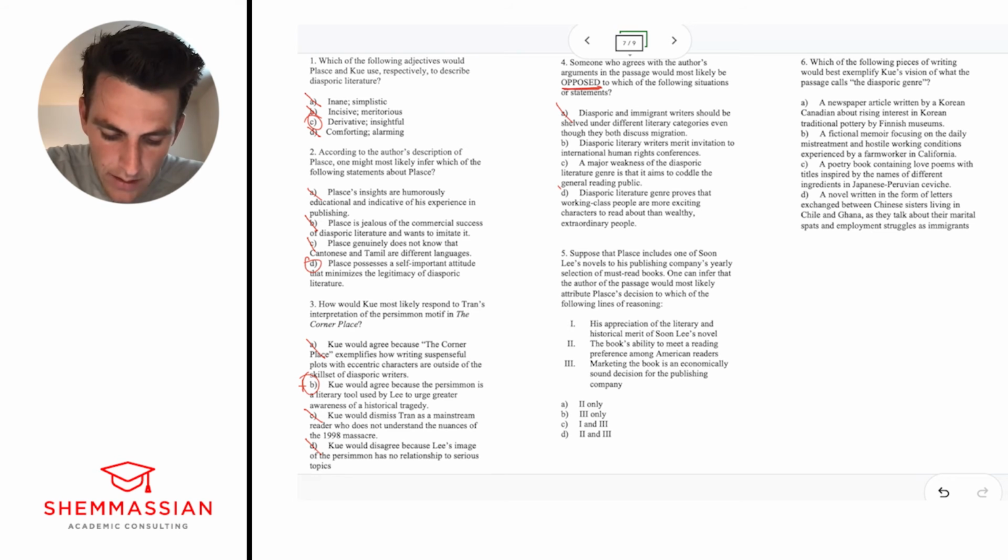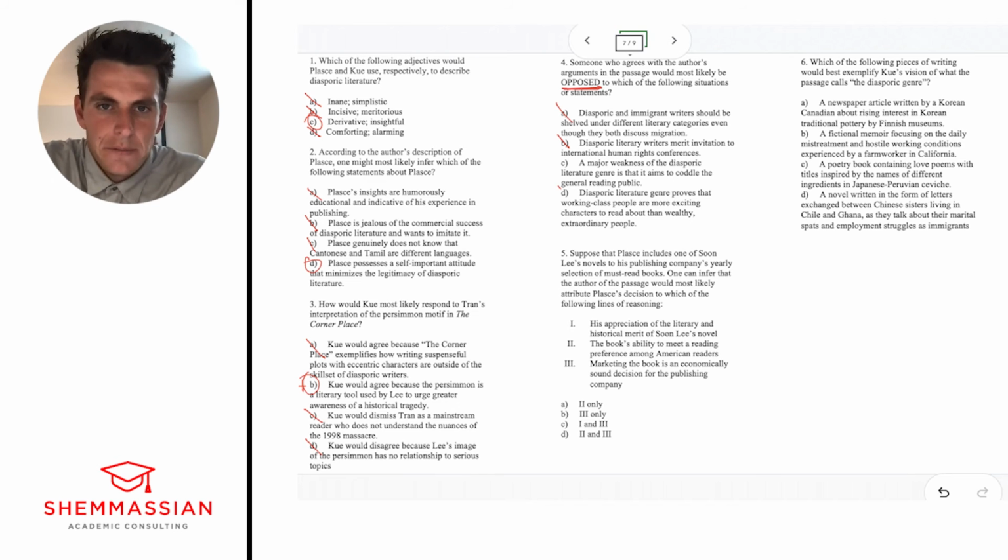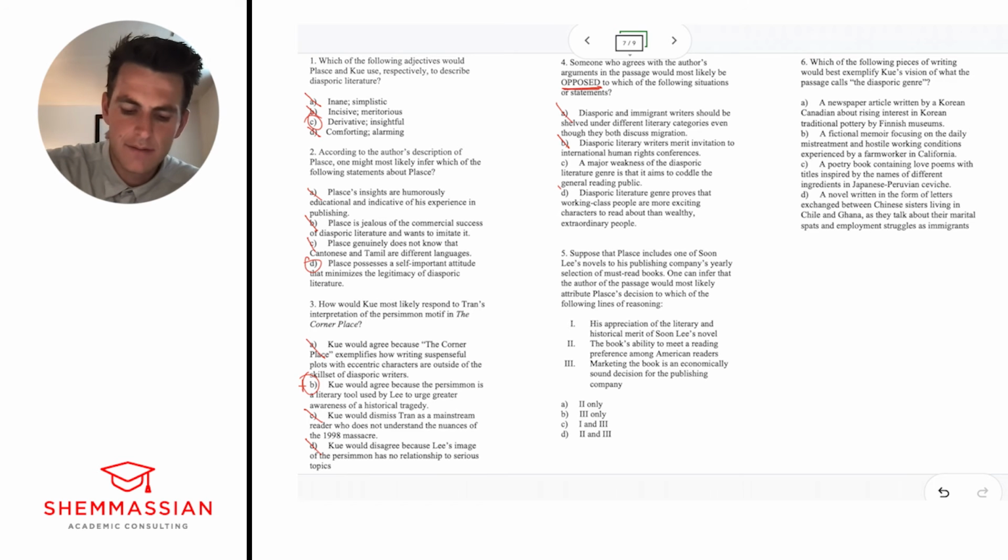B, diasporic literary writers merit invitation to international human rights conferences. Maybe they do. I mean, that's kind of out of left field, but there's not enough information in the passage to say that this opposes anything. C, a major weakness of the diasporic literature genre is that it aims to coddle the general reading public. Okay, that seems like it opposes what I recall from the passage, but we'll hold on to that one.